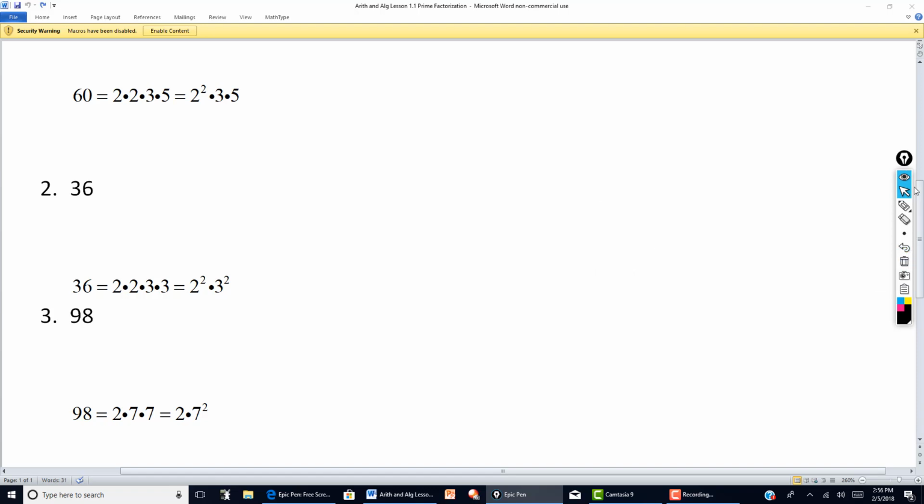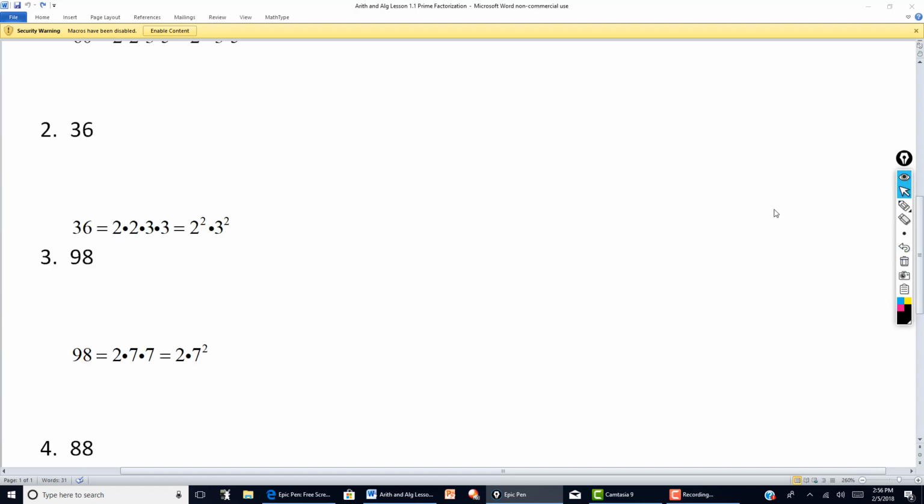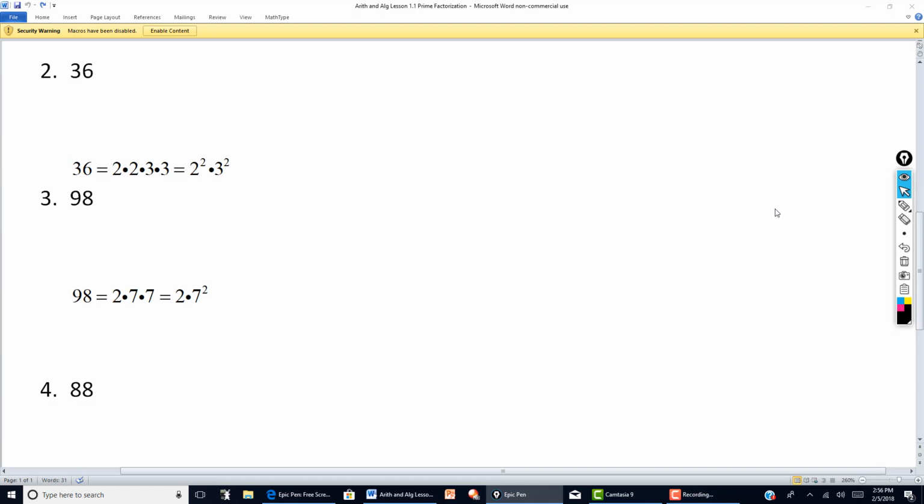Here it is. Okay, 88. We want to prime factor 88. So 88 is obviously divisible by 2. 2 into 88 will go 44 times.